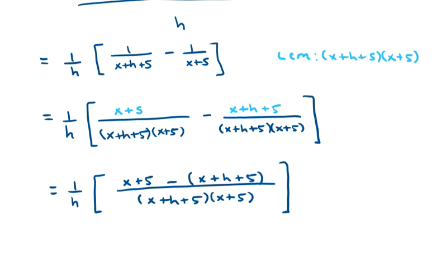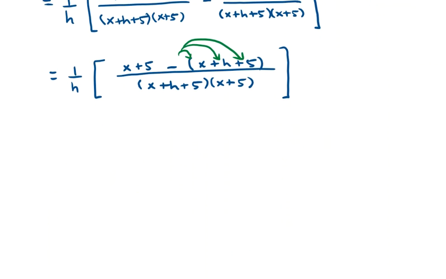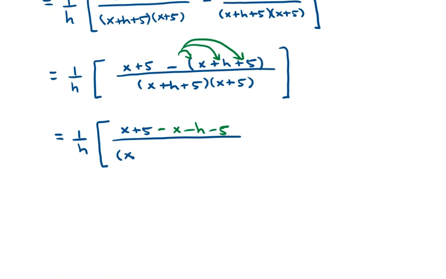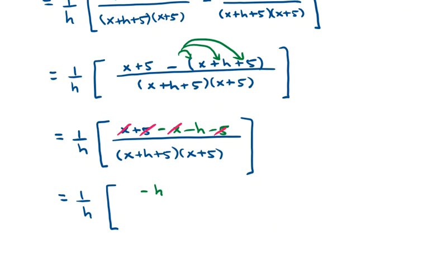All right, and as mentioned a second ago, we will have to distribute this minus sign. So we're going to be looking at 1 over h, bracket, x plus 5, minus x minus h minus 5, all over the LCM. And of course, there's some simplifying in that numerator. Namely, the x's are going to cancel, and the 5 and negative 5 will cancel. And what's left over is negative h all over, you guessed it, the LCM.